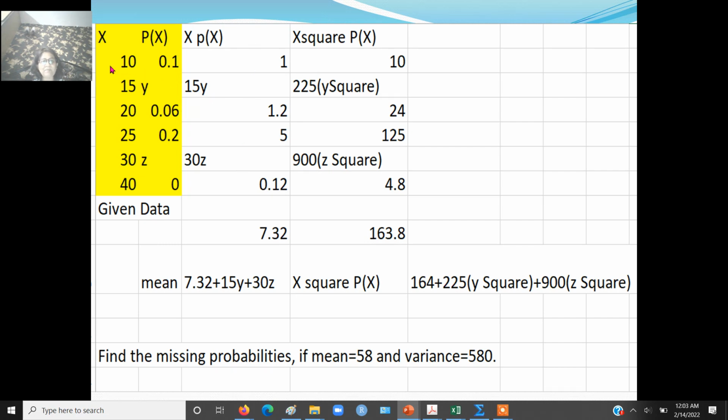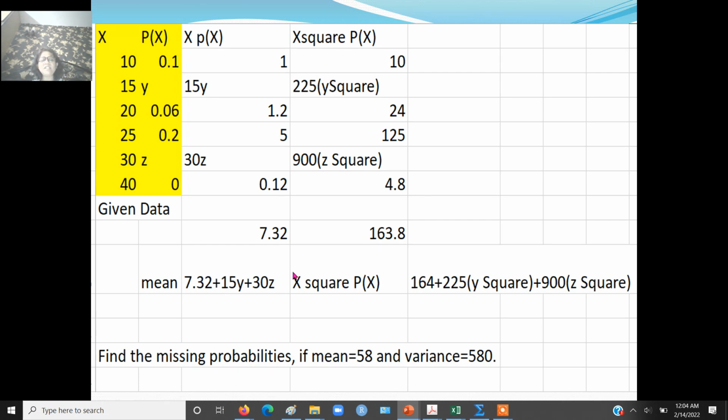You can easily multiply each value of x with its corresponding probability to construct this column. Now the sum of this column is, the known parts, 1, 1.2, 5 and 0.12. So the sum is 7.32, whereas 15y and 30z we can't express numerically. So I have written that the mean is equal to 7.32 plus 15y plus 30 times z. This is an expression for the mean.